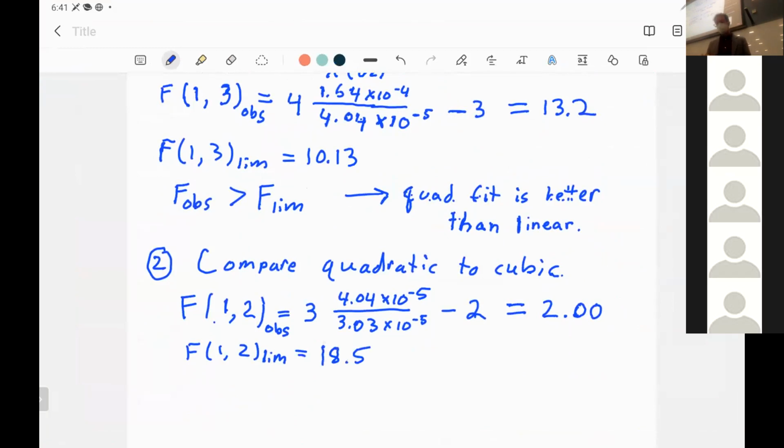Okay. So is the observed value of F greater than the limiting value? No, it's not even close. So in this case, we would say that we are not entitled to include a cubic term in our fit, right? It statistically does not provide a better fit. Okay, does this make sense? Any questions?